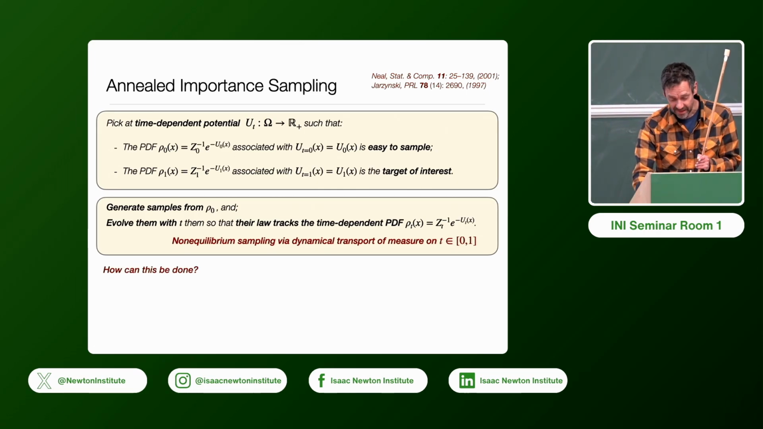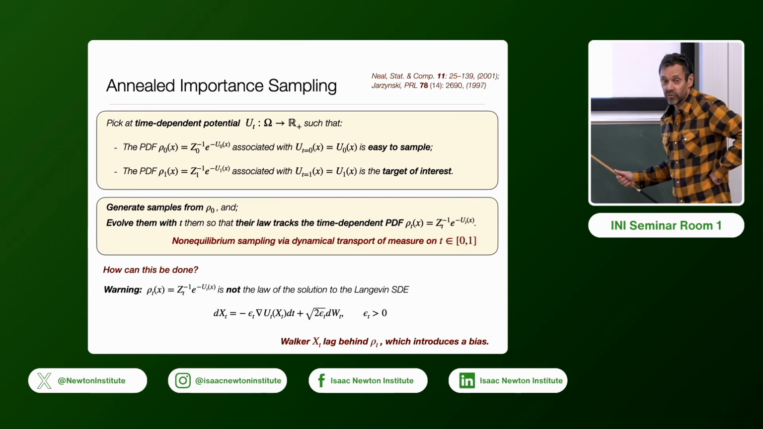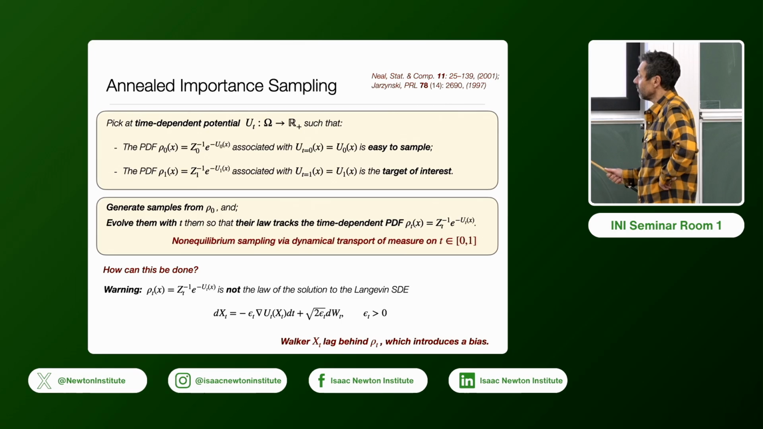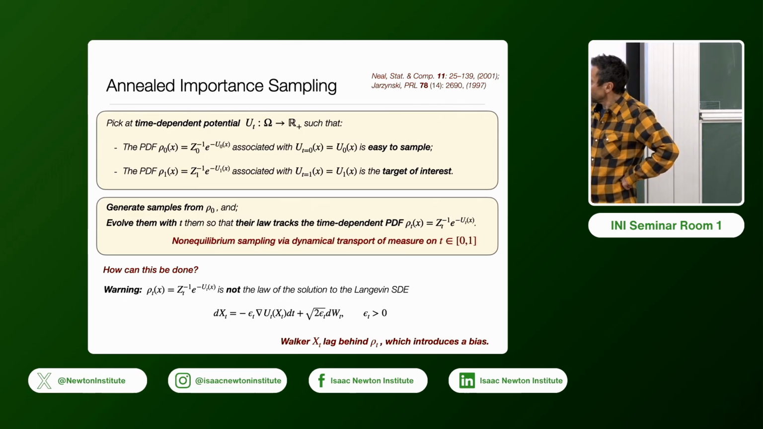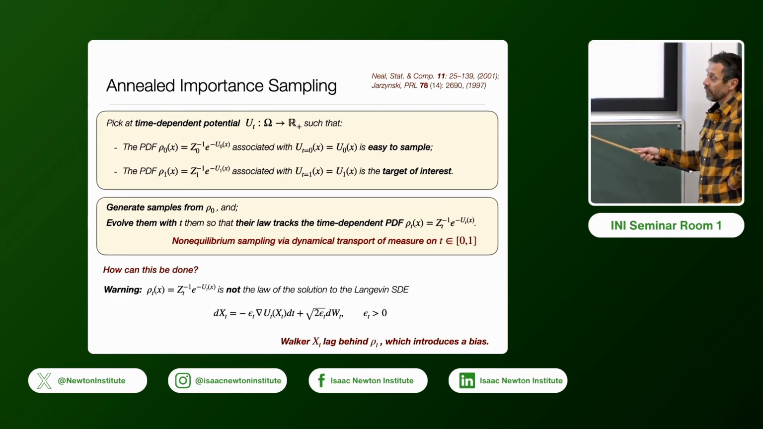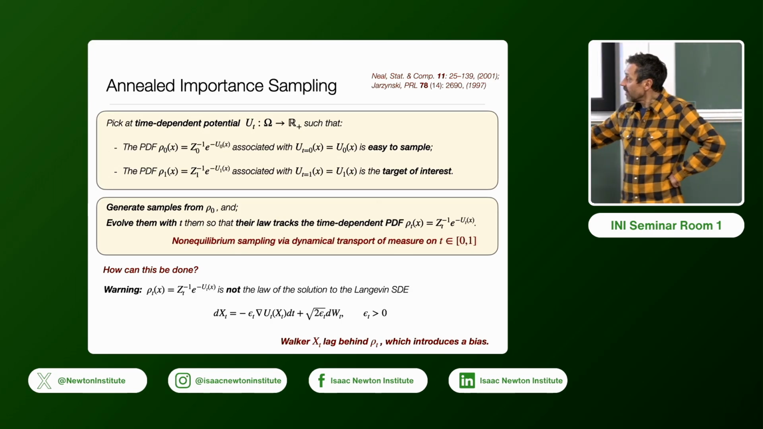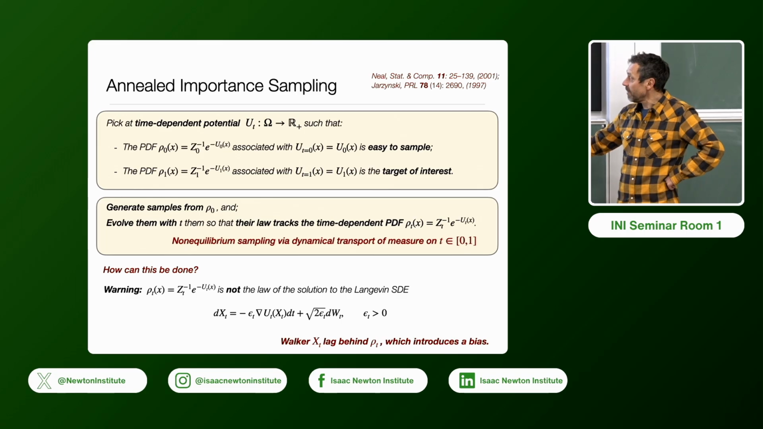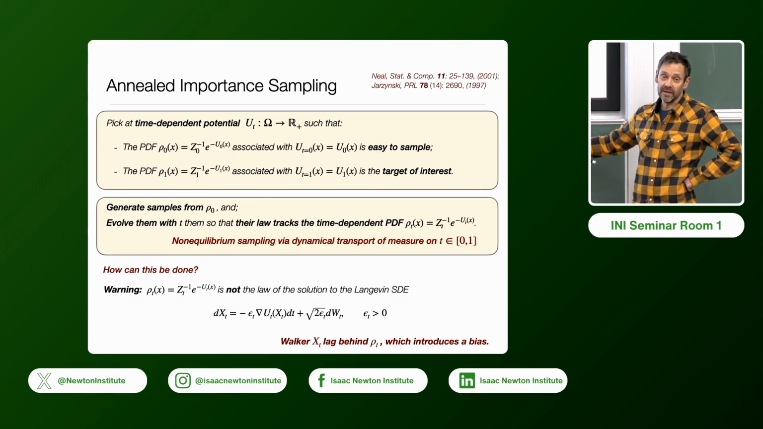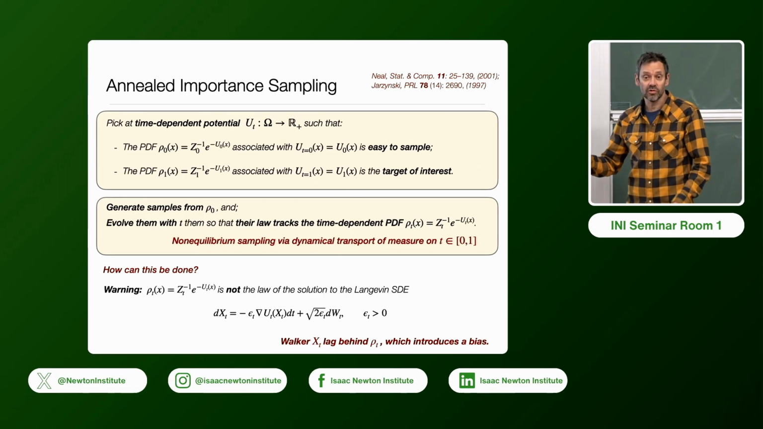And this was already explained, in part, by Christoph. But I want to make a point that is maybe obvious to all of you, but might be worthwhile emphasizing again: this time-dependent PDF, which is associated with a time-dependent potential, is not the law of the solution of this SDE, the Langevin equation. Okay? And the reason is that this SDE would allow for ergodic sampling on a frozen potential, but this potential is moving. And so the walkers can lag behind, colloquially, what the time-dependent potential does, and that introduces a bias.